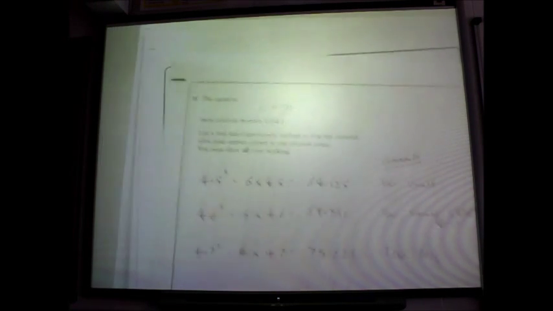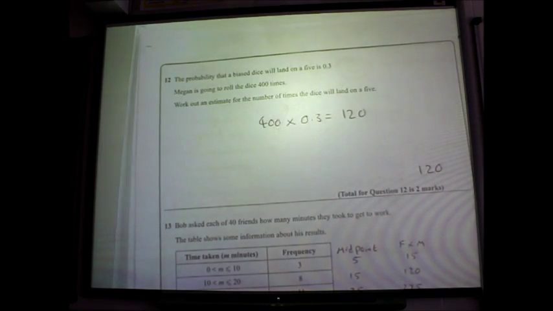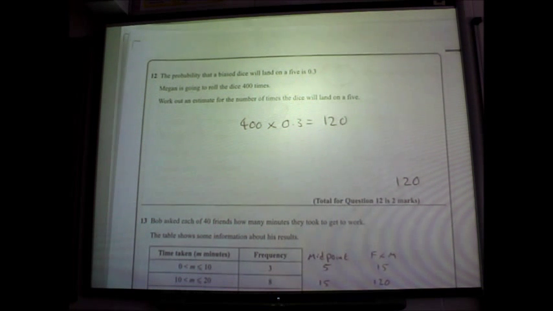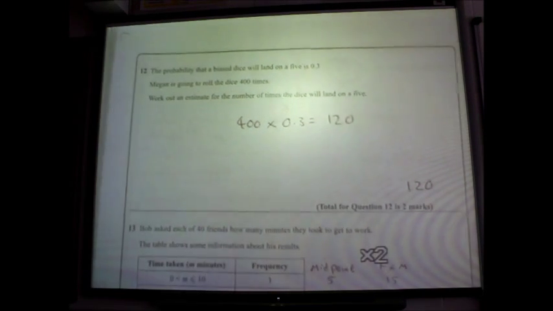Question 12. The probability that a biased dice will land on a 5 is 0.3. Megan rolls it 400 times. Simply do 400 times 0.3, which is 120. Quite nice, that one, not too bad at all.